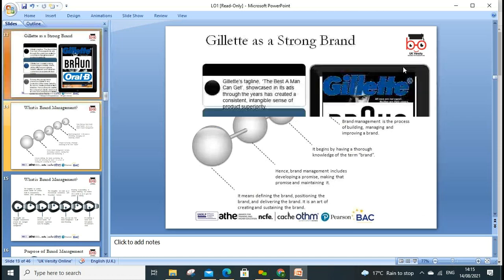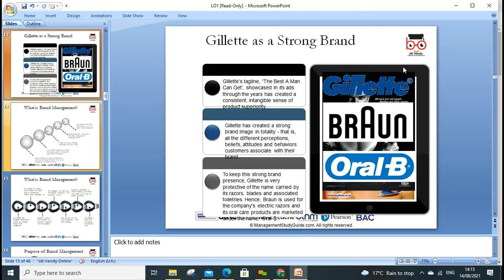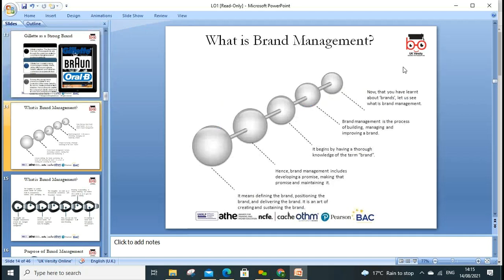And we can look around at various other brands like Olay, which is from the other company. Yes, Unilever and Procter and Gamble always compete with each other. This is a Procter and Gamble brand, Olay. So what is brand management? Brand management is, we need to manage it, we need to position it.